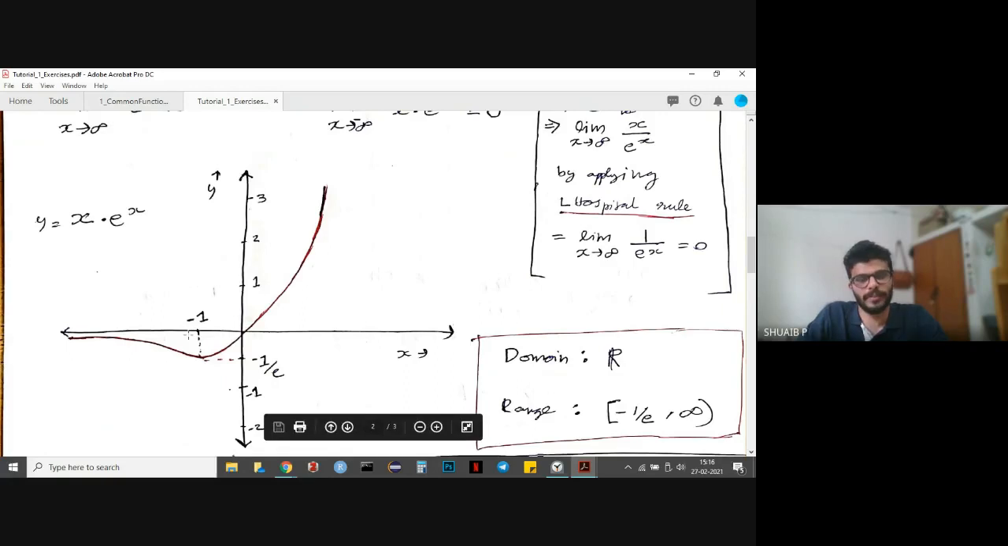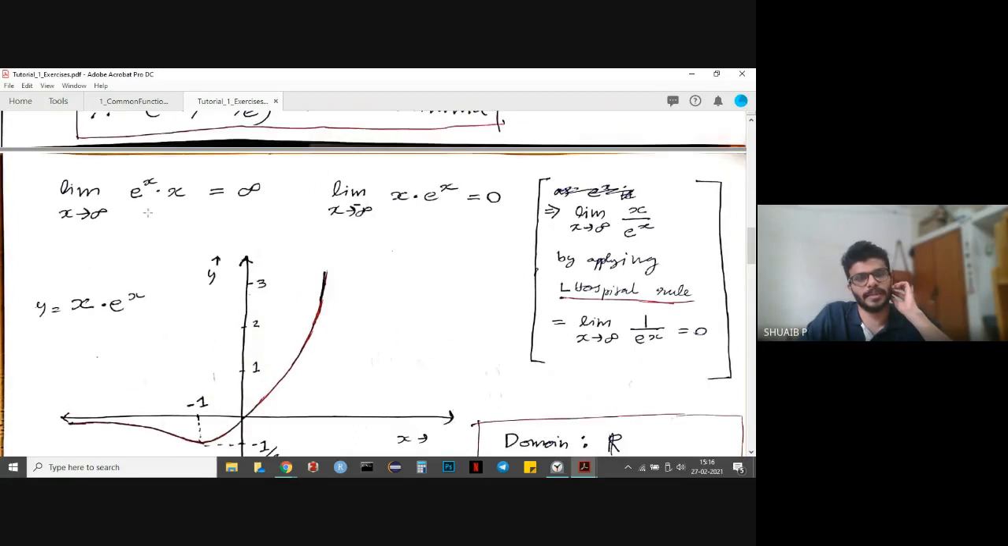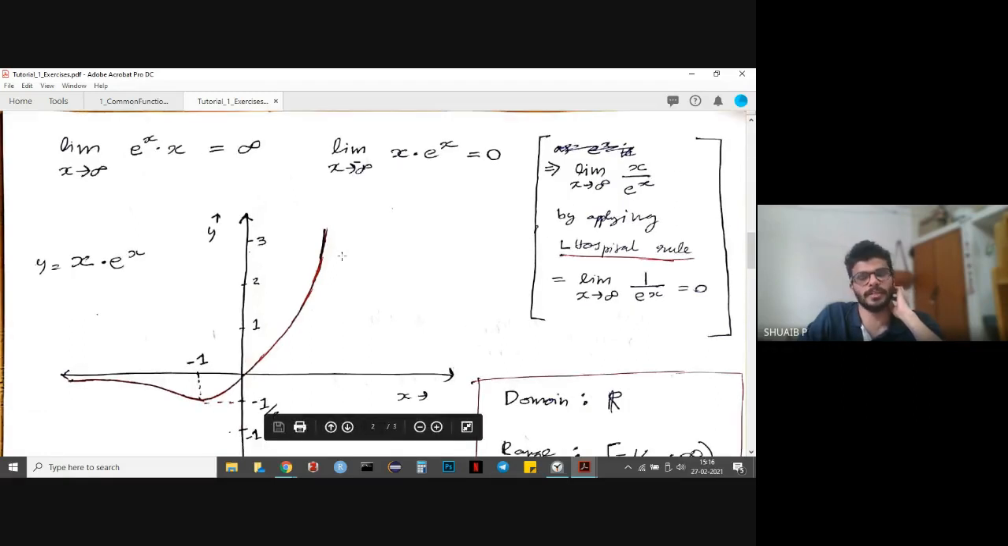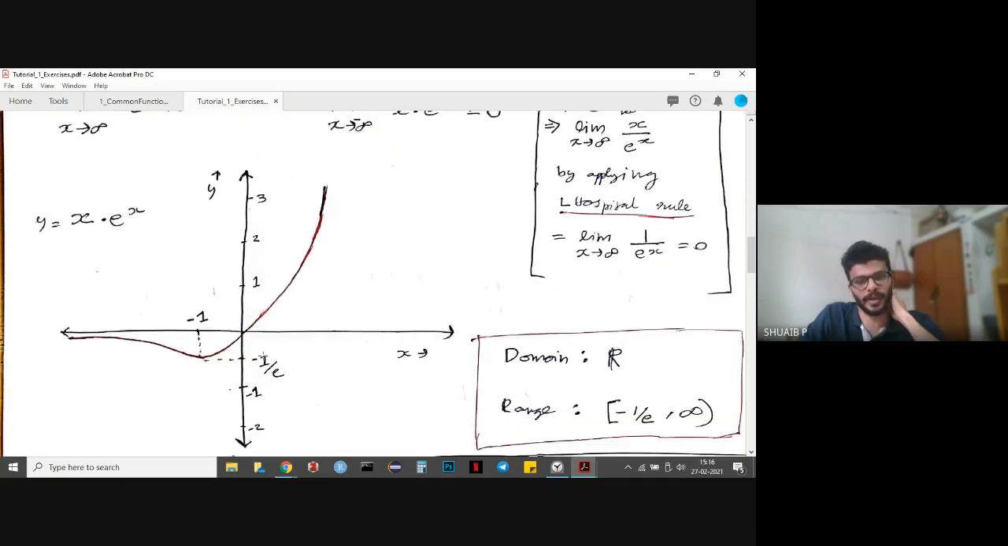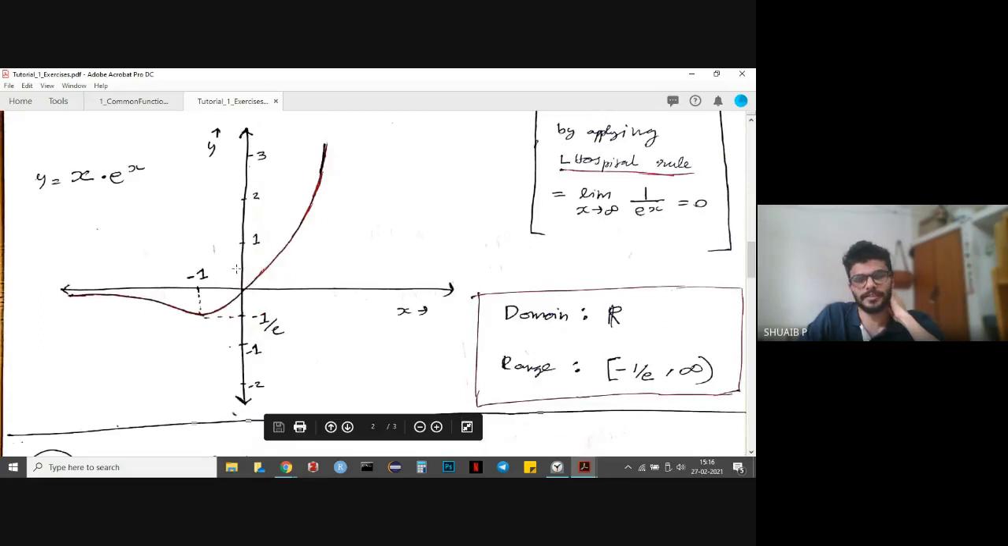So the domain of the function will be, so you can comment on the domain at the beginning itself, as we know the domain of e raised to x and x is R, and for all the points in R, this function has an image, so the domain will be R. And we know that the range of the e raised to x function is from 0 to infinity, and we only have to see what's the current minima for this function. So as we got it to be minus 1 by e, the current range of this function will be minus 1 by e to infinity.